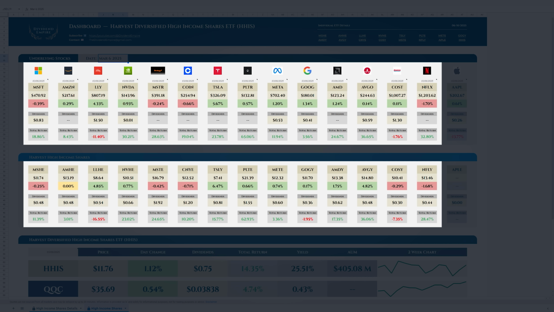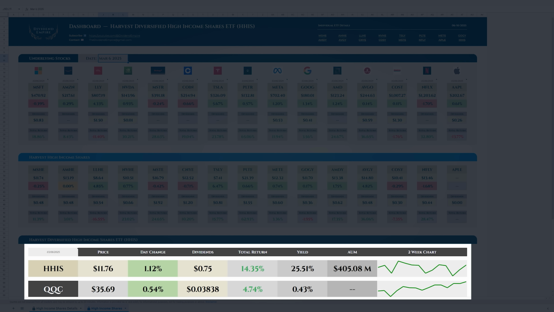Feel free to pause here and take a closer look for yourself, but what I'd actually like to point out is HHIS's performance over the same time period. When compared to QQC, it has greatly outperformed it by approximately 9.61%. So while we can see that the covered call ETFs have all underperformed their underlying stocks over this time period, we have HHIS, which holds all these same ETFs, but with a big outperformance of the index.